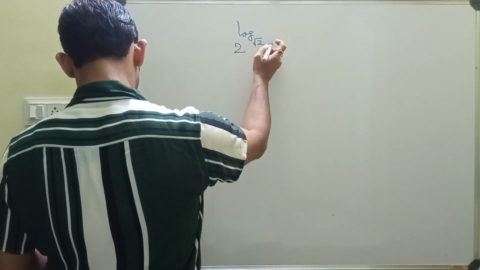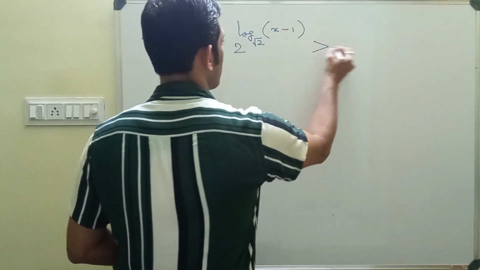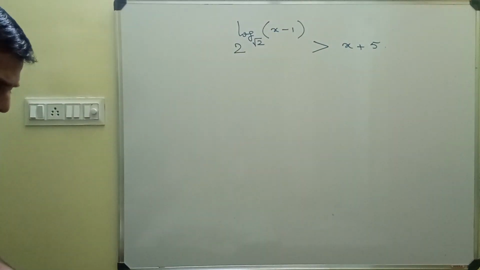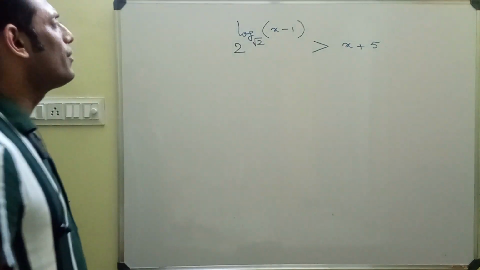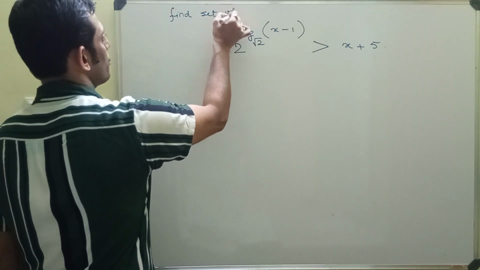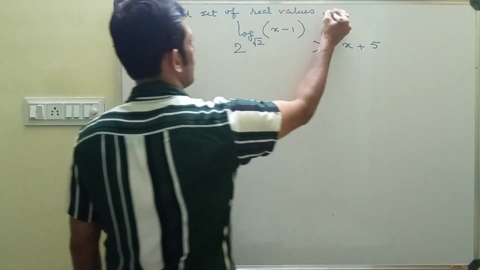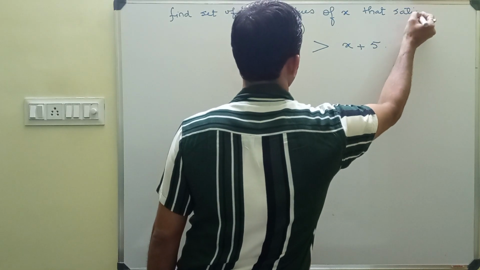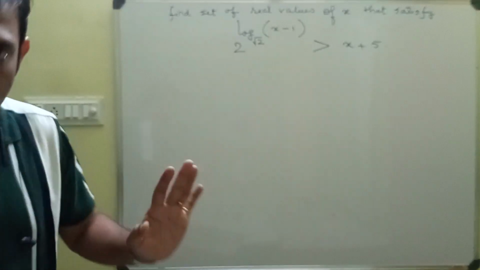2 power log of base root 2 into x minus 1 greater than x plus 5. Suppose you are asked, find the set of real values of x that satisfy this inequality. Here is how we go about it.